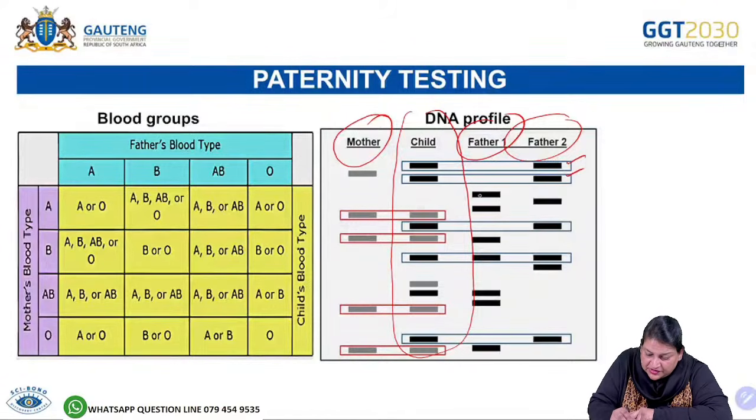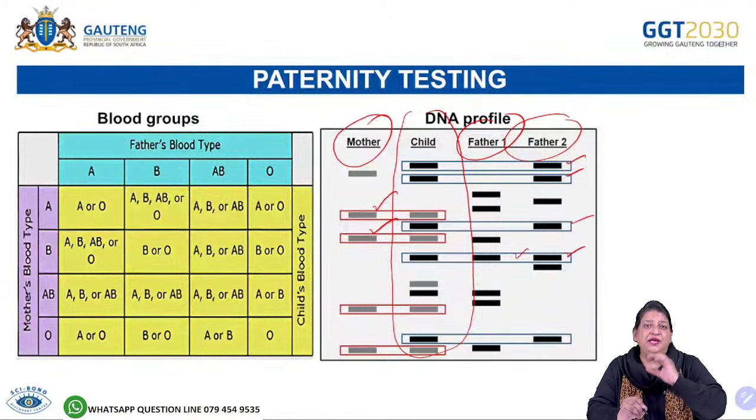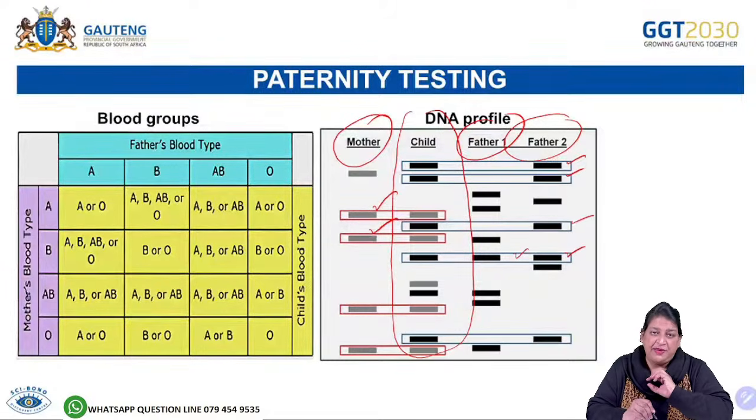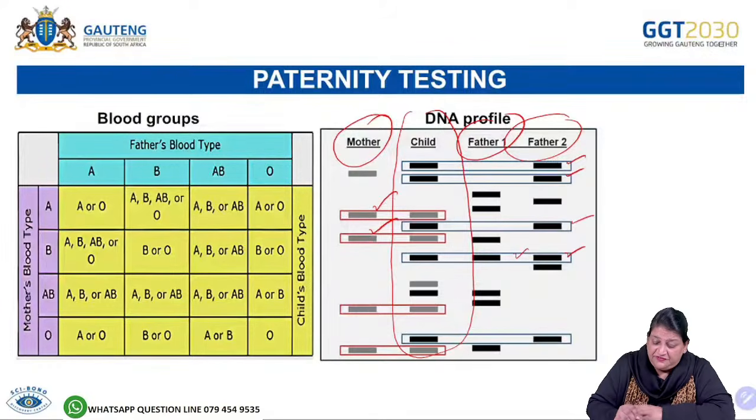Then there's another DNA band of the child. This one matches the mother. Right, then that DNA band matches father 2, and this one matches the mother. All right, and this one in the child matches father 1 and father 2. In certain places of the DNA profile, there are some common DNA bands in people, but there are some unique ones that are very specific to that family.